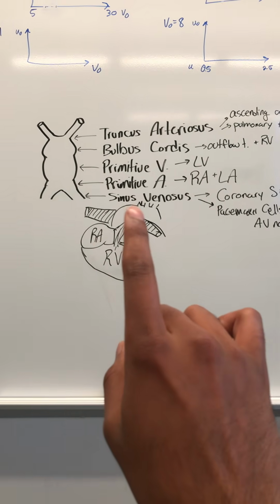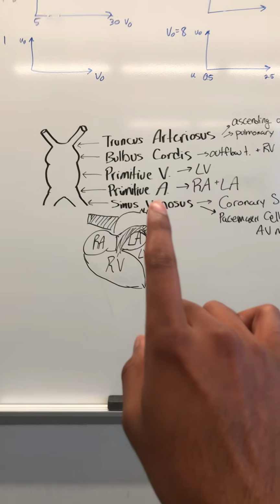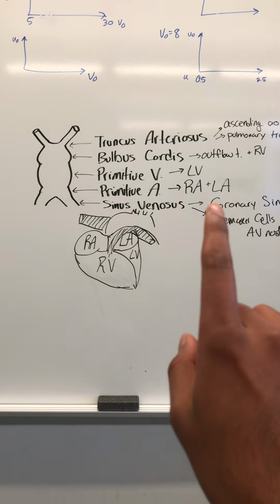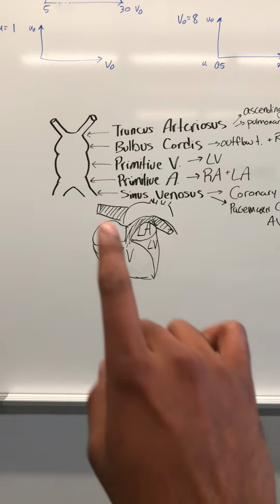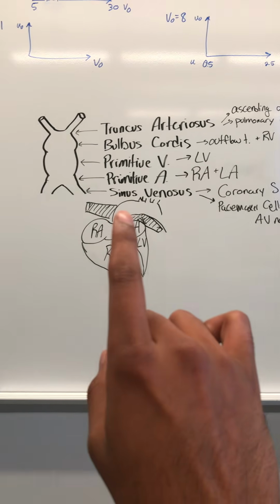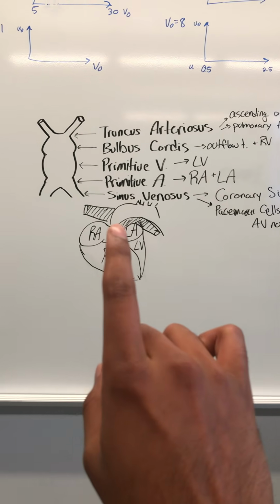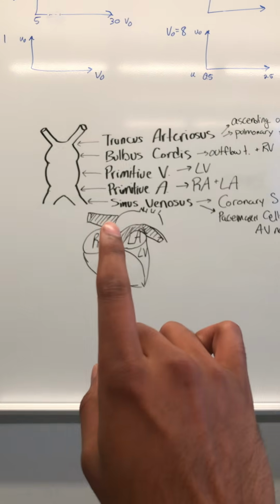Next, you have your primitive atrium or atria, and that's going to become the right and left atrium. So it's going to fold back and come back around. Hopefully that makes sense. A little bit of spatial geometry necessary for that one.